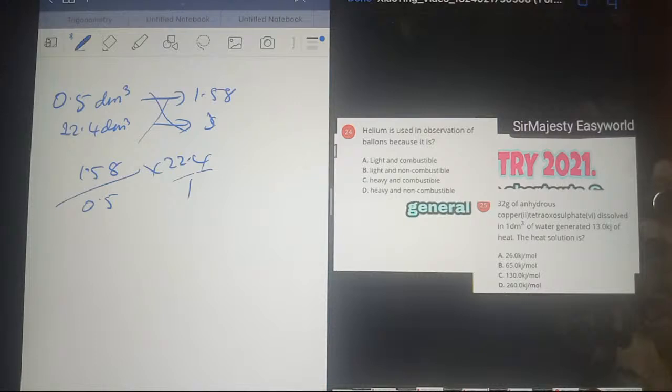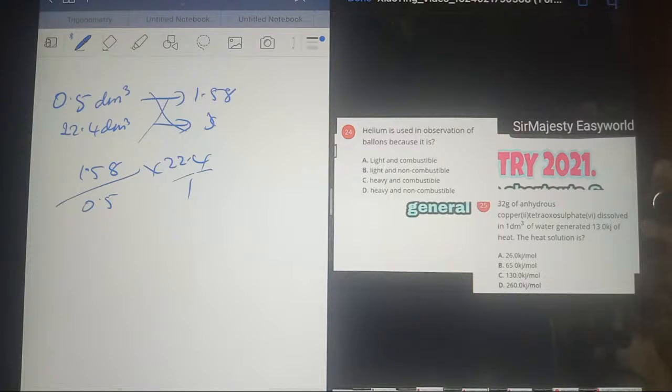The next question says 32 grams of anhydrous copper(II) tetraoxosulfate(VI) is dissolved in 1 dm cube of water and generates 13.0 kilojoules of heat. There is nothing like heat solution; it is the heat of solution. Please, heat of solution is the heat released when 1 mole of a substance dissolves in 1 liter of a given solvent. They told us this was dissolved in 1 dm cube, which is 1 liter.